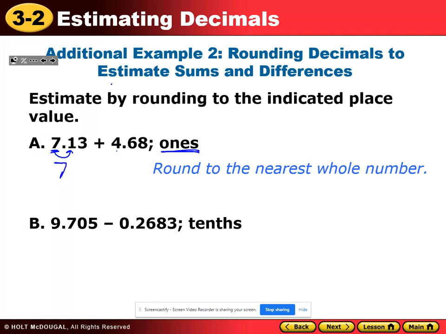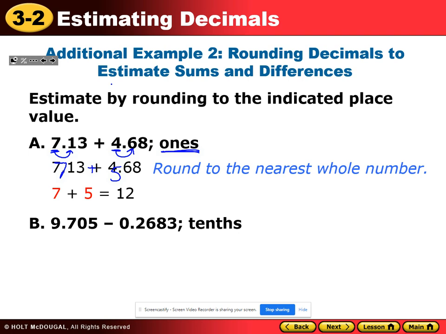It's less than 5. All right? 4. We look to the number behind. All right? It is larger, so it would go up. The ones place would go up. We have 7 plus 5. All right? We get 12. 12 would be our whole number answer if we're rounding to the ones.